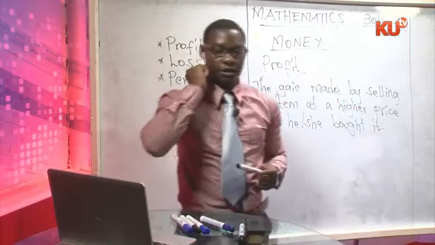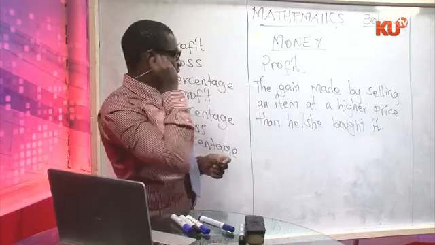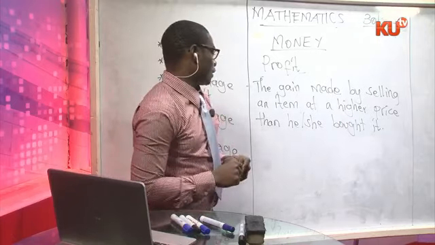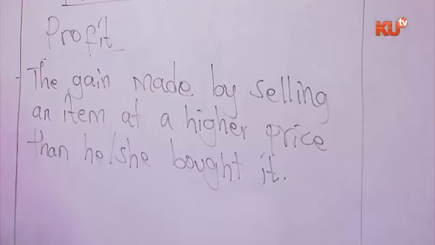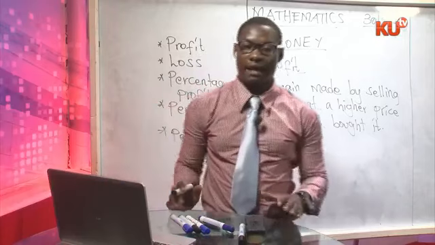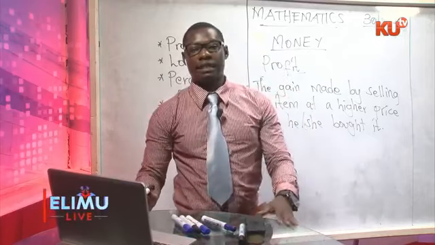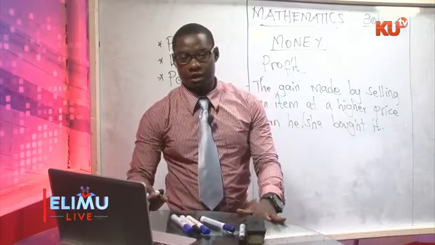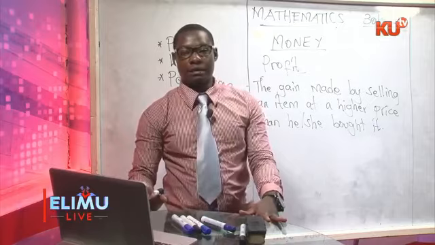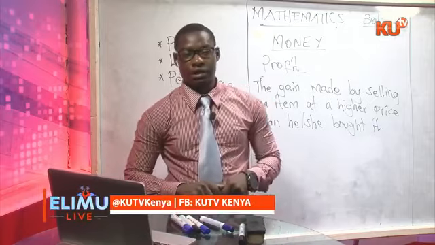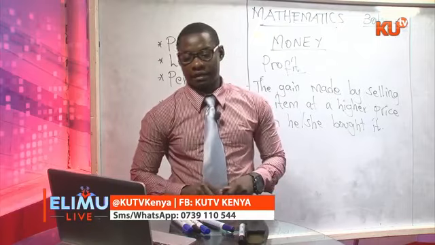So let's read it together. Profit, the gain made by selling an item at a higher price than he or she bought it. Now the person buying here is the trader or the seller. So when we buy an item at a cheaper price and we sell at a higher price, the extra amount of money that you're going to get, that is what we refer to as profit. So in Kiswahili, profit is faida. So to make you understand better.